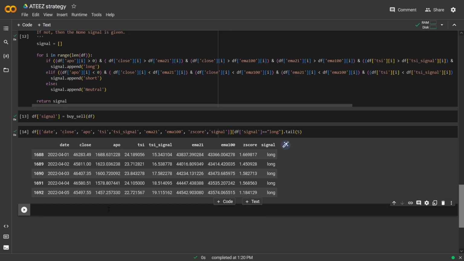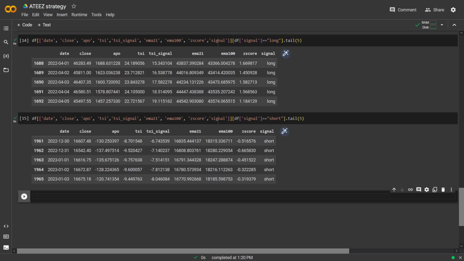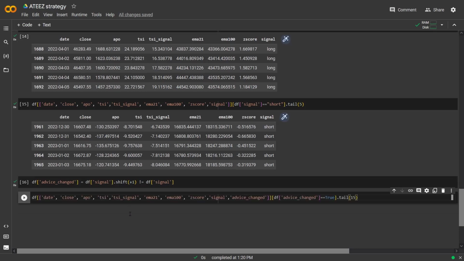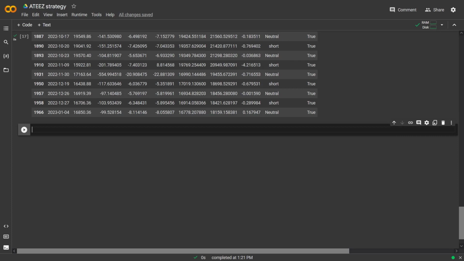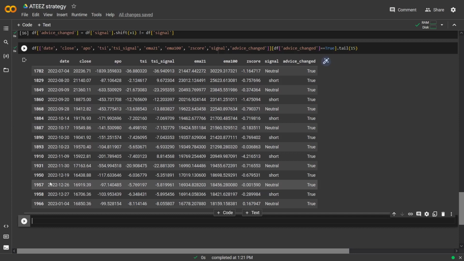Also, I can check this for the short signals as well. And here we can see that the short conditions can also create signals. I can also use this clever trick that will help me to see if the signals are actually changing or not. This way I can also get an overview of the dates where the long, short and neutral moments start. And I can also show on which dates this advice really changed. And here you can see as well that there are advice changes, and in the other column which change this was.